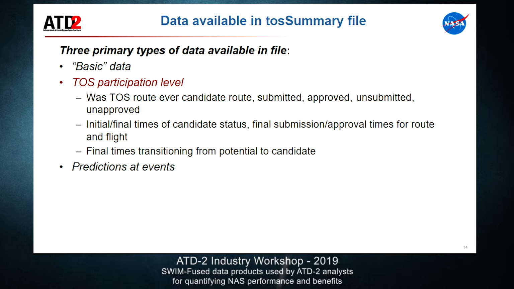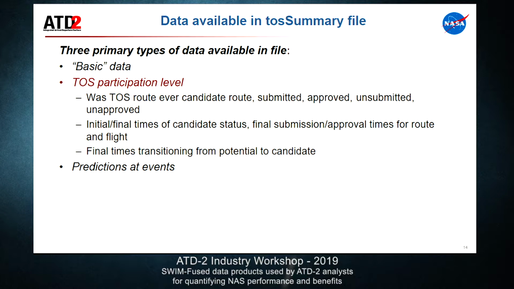Was it submitted by the operator? The operator says, we want to take this TOS option, we want to take this route and fly this different route. Was it approved by ATC? And then also, was it unsubmitted? Because they can say, maybe we don't want to do that one anymore because conditions have changed. Or was it unapproved by ATC? We're able to capture that action. And then we also capture an indicator of whether it was filed. Once it's approved, there's still a separate step of that being filed and the flight plan being disseminated.